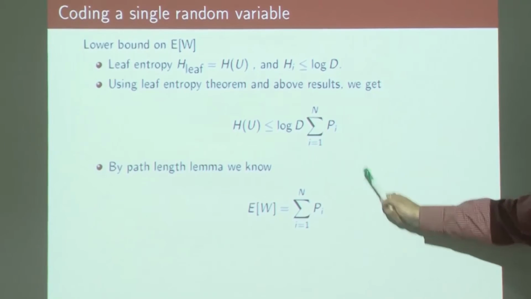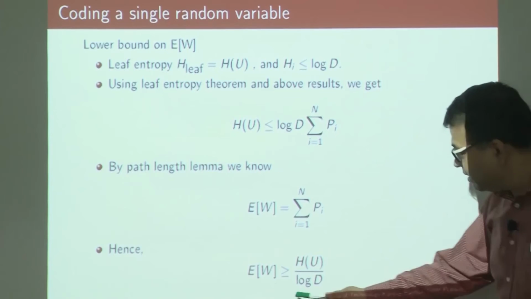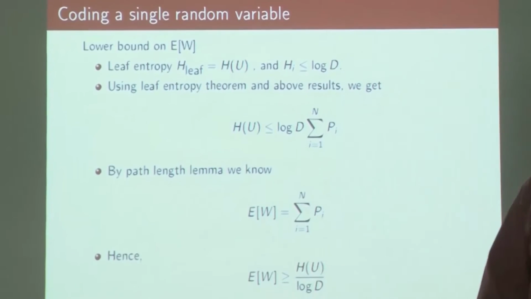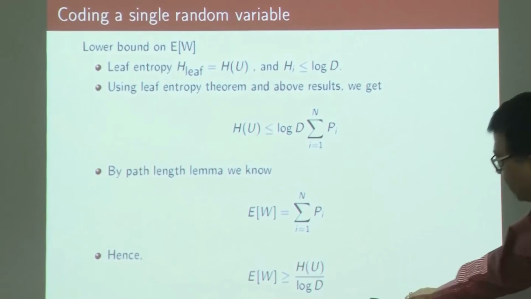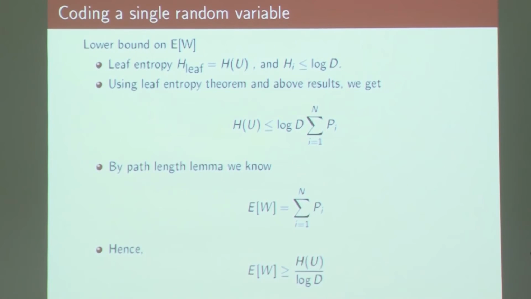Okay, so now I have a bound. I can write that the expected code word length is lower bounded by H(U)/log D. So if I want to do block to variable length coding, what is the minimum number of bits required to represent the source? That is basically given by this. This is an important result, because this gives a lower bound on the minimum number of bits required to represent your source.